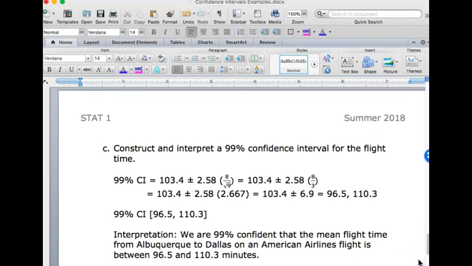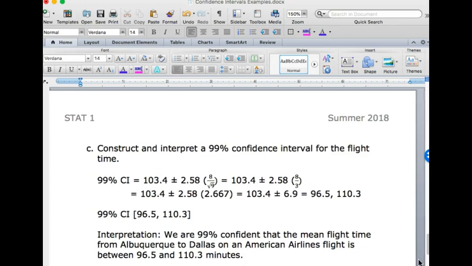All right, one more. And the reason I'm doing this is so that you can see what happens to the interval when we increase the confidence level. All right, so here I'm asking you to construct and interpret a 99% confidence interval for the flight time, right? So in B, we did a 95% confidence interval. Now we're going to do a 99% confidence interval. So we've gone from 95 to 99. We've increased our confidence level. All right, so what happens to the interval? But first, let's calculate this out, right?